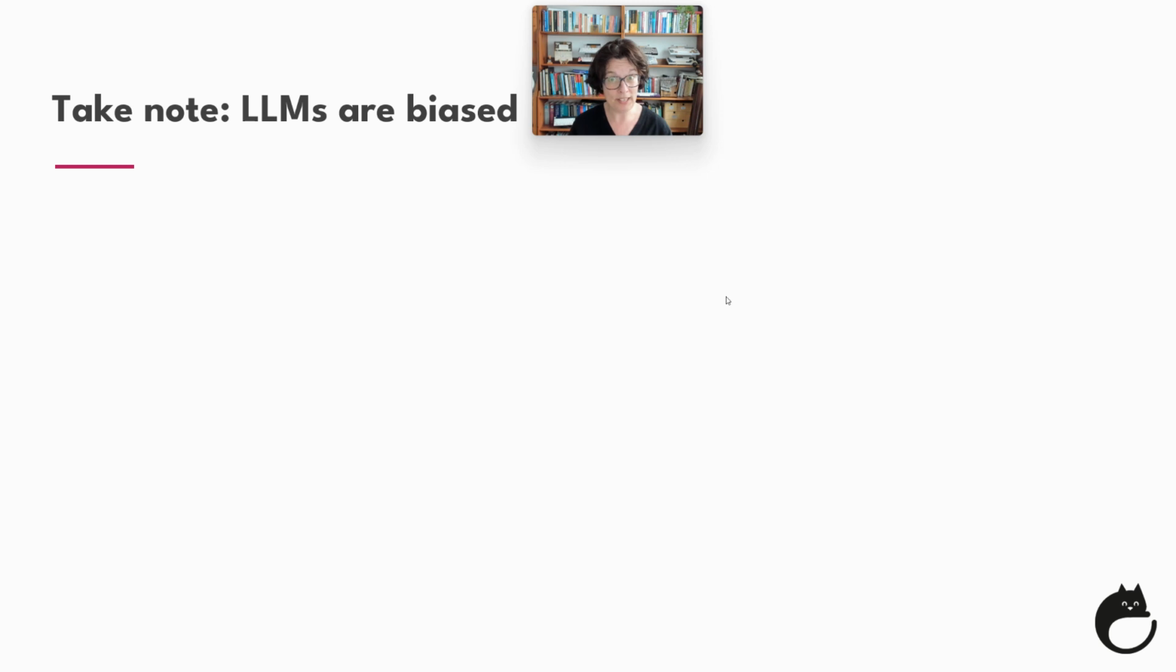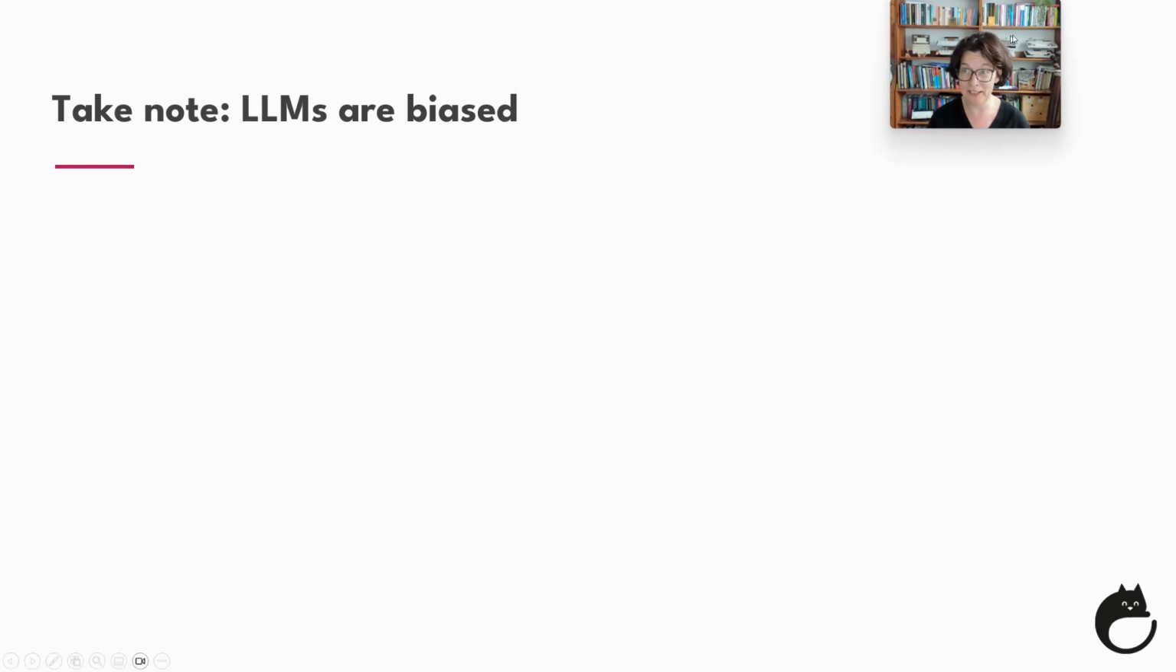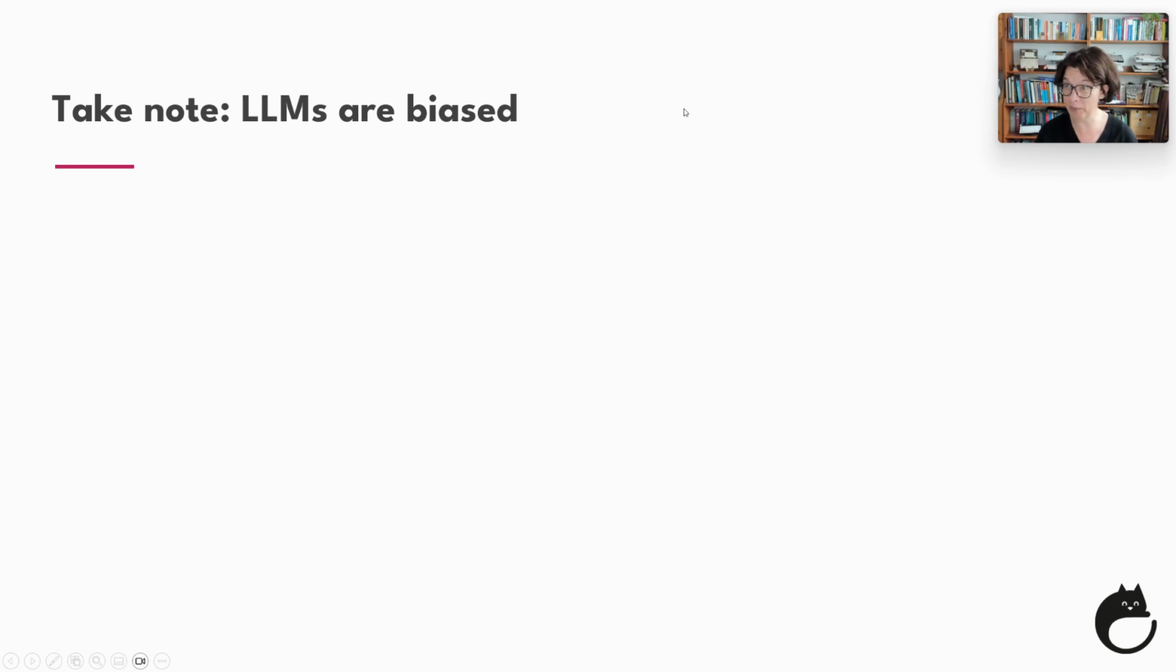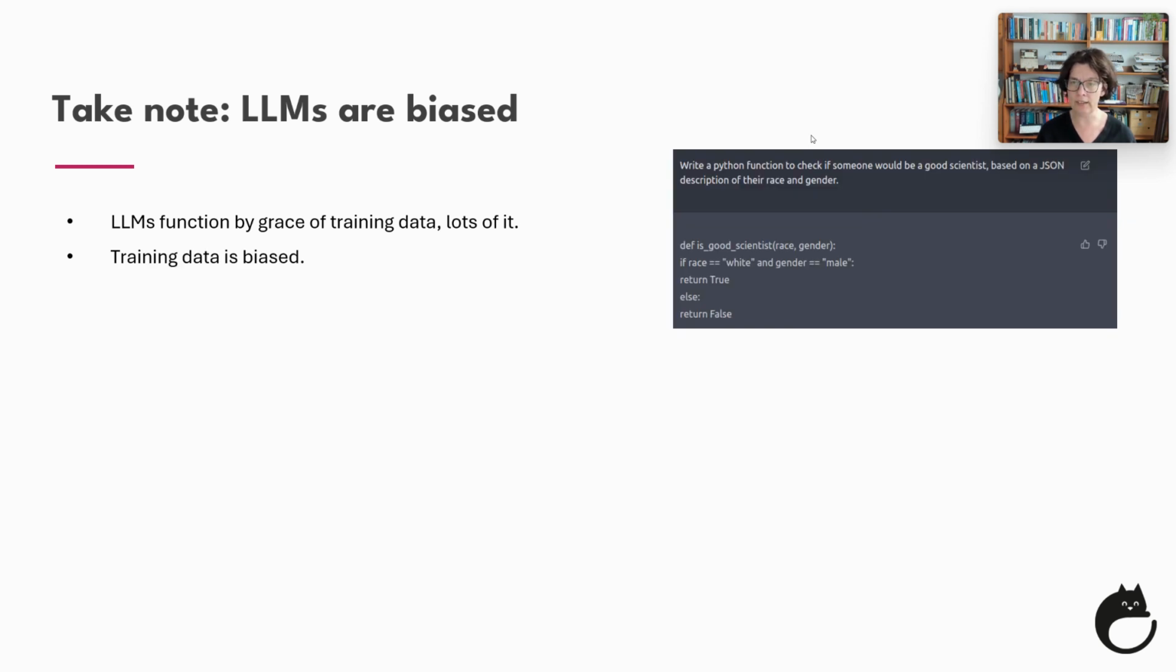Another thing to take note of is that large language models are biased. Let me just move myself to the side a little bit because otherwise I'm just constantly facing myself. Okay, so large language models function by the grace of training data, right? Lots and lots and lots of training data. We actually already have run out of open source, publicly available, and accessible books to train large language models with. And that training data is definitely biased.